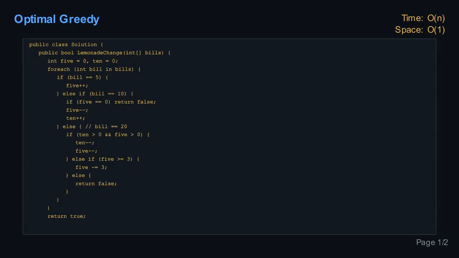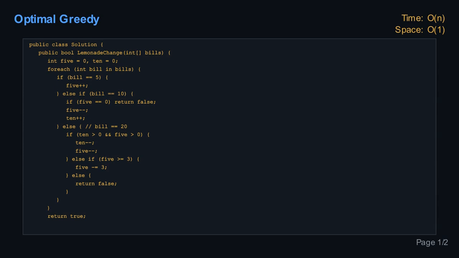The key insight to solving this problem efficiently is to be greedy with our change. What does greedy mean here? It means that whenever we have a choice for giving change, we should always make the choice that leaves us with the most flexible bills for future transactions. Specifically, $5 bills are the most versatile because they can be used to make change for both $10 and $20 bills.